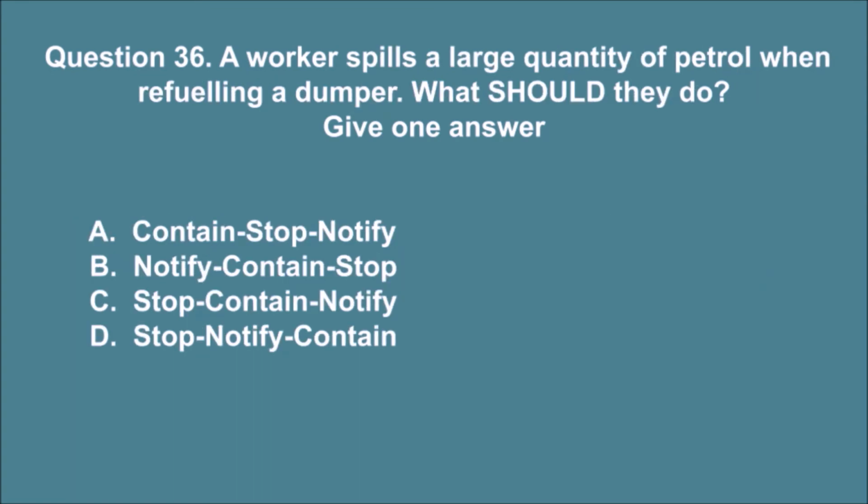Question 36. A worker spills a large quantity of petrol when refueling a dumper. What should they do? Give one answer. A. Contain. Stop. Notify. B. Notify. Contain. Stop. C. Stop. Contain. Notify. D. Stop. Notify. Contain. The correct answer is C.